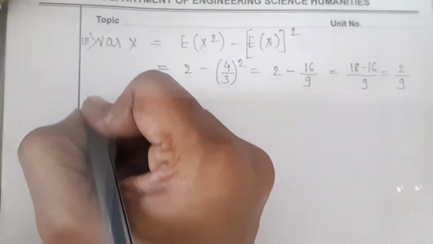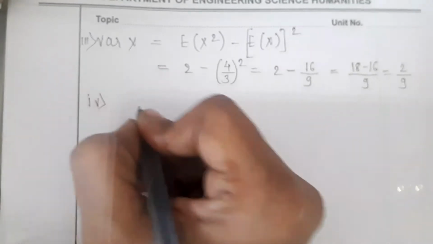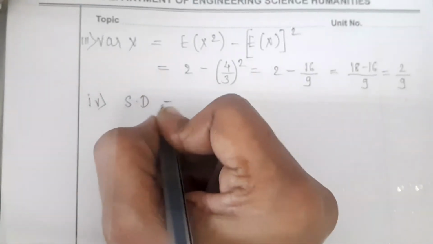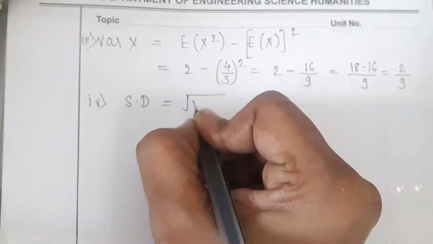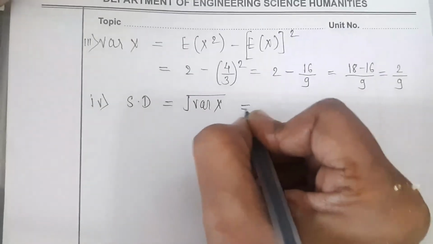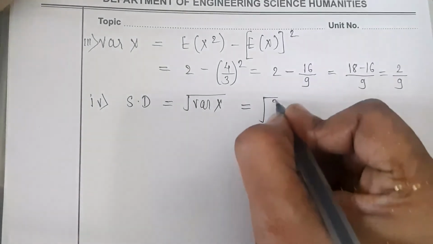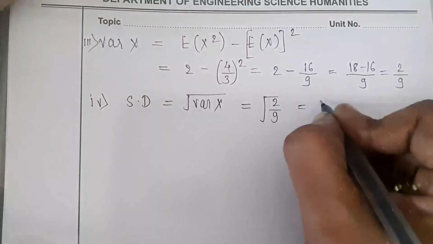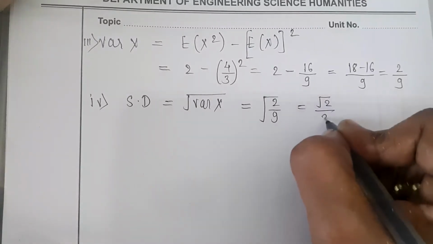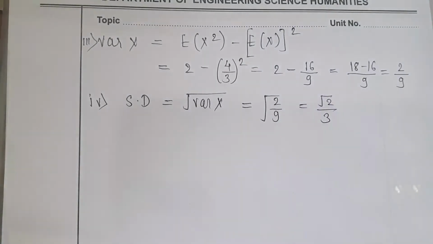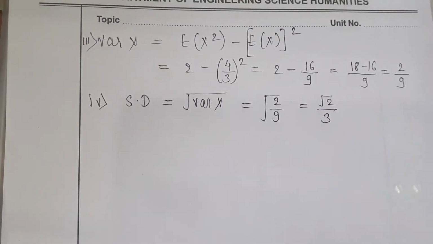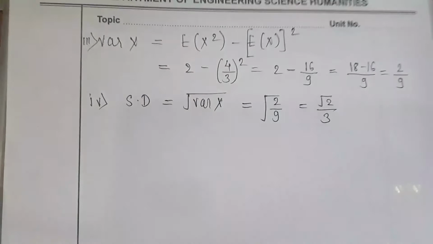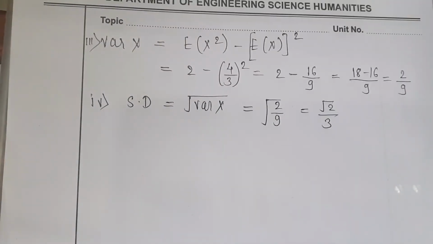Now next we want standard deviation, which is equal to square root of variance of x. So this is equal to square root of 2 by 9, which is square root of 2 divided by 3. So this is the standard deviation of the function. So in this way we can solve any discrete or continuous problem. Whatever the things are given, you have to find out by using formulas.